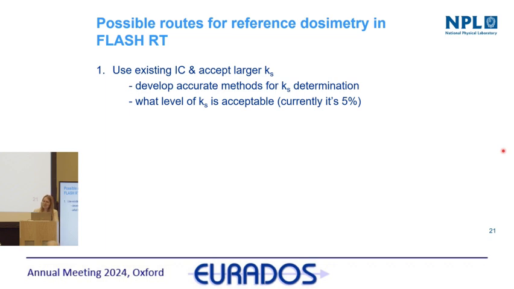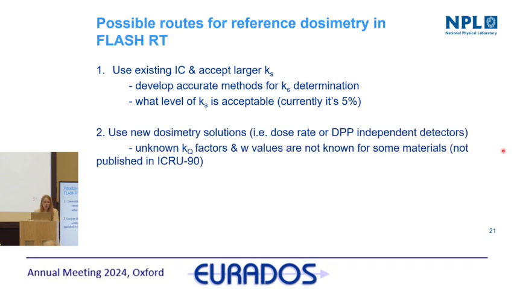So going back to TRS-398, I wanted to highlight that there could be two possible routes for reference dosimetry in FLASH radiotherapy, with the aim to still employ the formalism that already exists. For instance, we could use existing ionization chambers and accept larger ion recombination factors. However, this would require development of new methods for determination of those factors. And the question that arises is still what level is acceptable, and are we able to measure these ion recombination factors with the uncertainties that we are currently achieving in conventional radiotherapy?